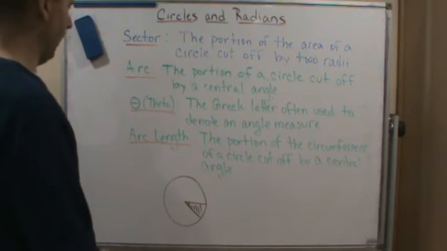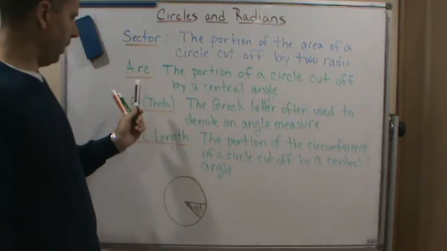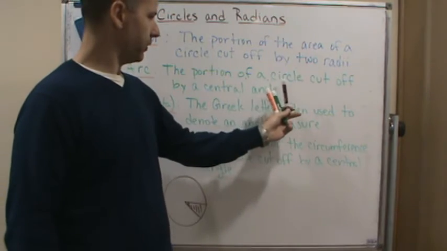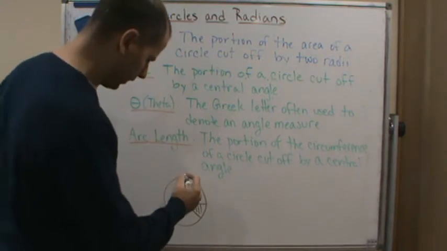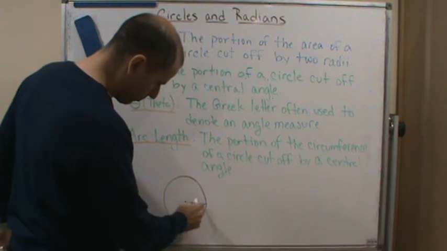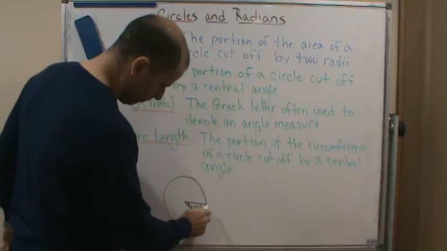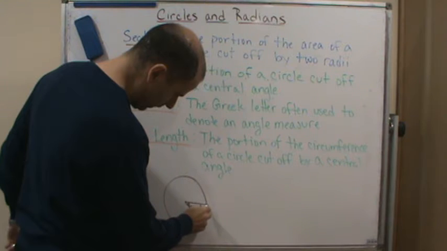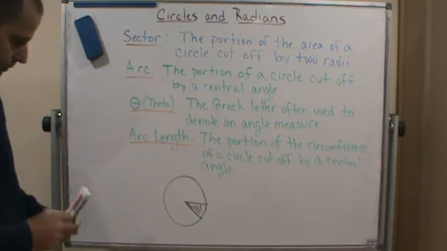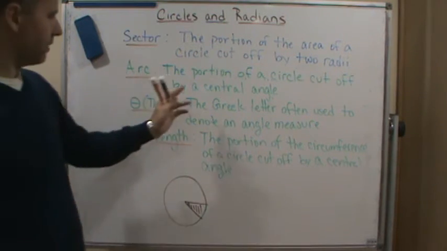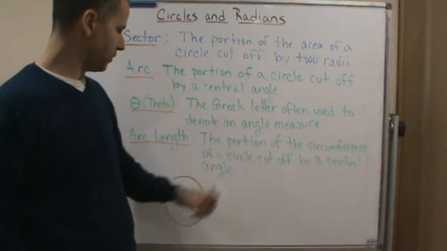Okay, arc. An arc is the portion of a circle cut off by a central angle. So this is a sector of the circle, but the arc of a circle would be this right here in green. That would be the arc, right? So the arc is the portion of a circle cut off by a central angle.